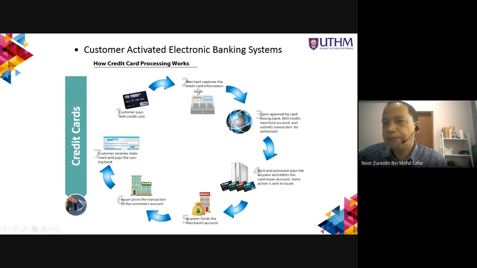Secondly, the merchant captures the credit card information. If you go to a shopping complex or supermarket, there is one device that needs to be swiped or keyed in. That is the merchant device. Then you need to key in a 6-digit PIN, or tap, wave and so on. It depends on the security, and then it needs to be approved by the system provider.